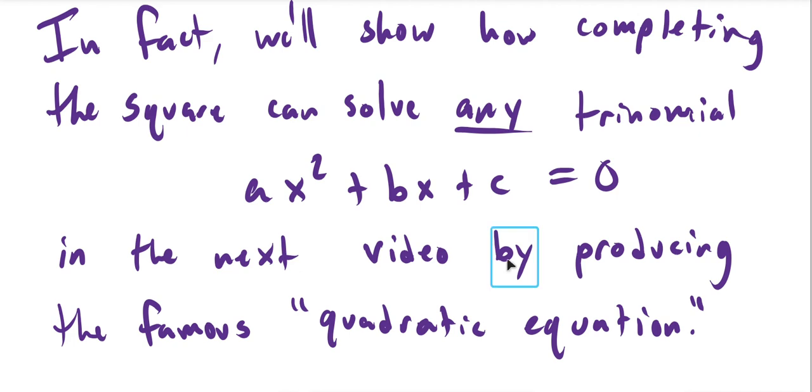But we usually don't. We usually will take the fruit of that labor and produce something like an equation that will give us the answers to this equation just by plugging in the values of a, b, and c, the so-called quadratic equation. That's the topic for the next video, though.